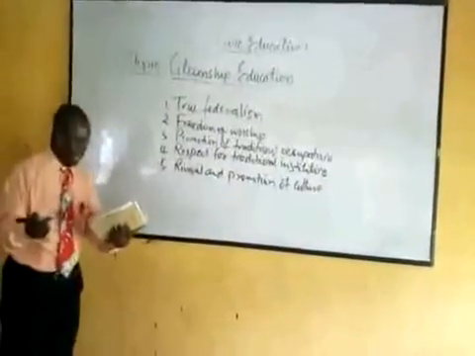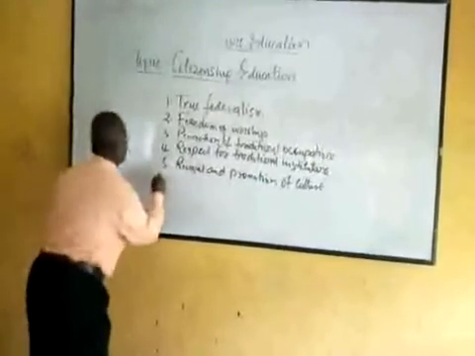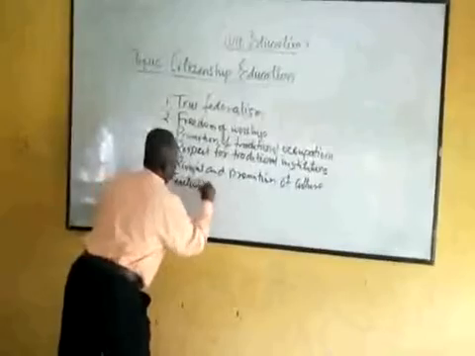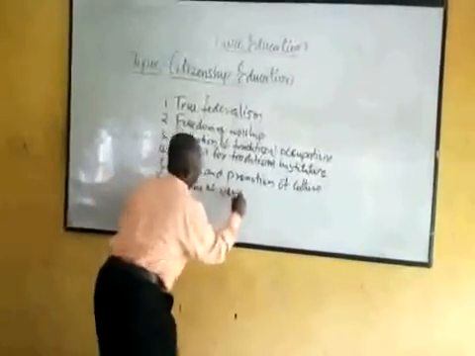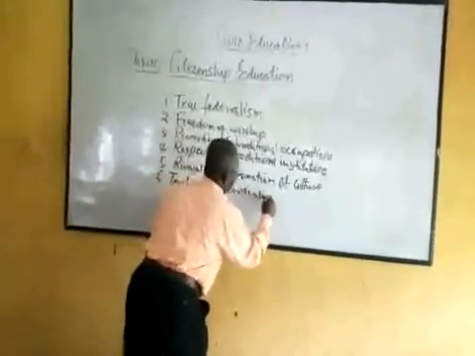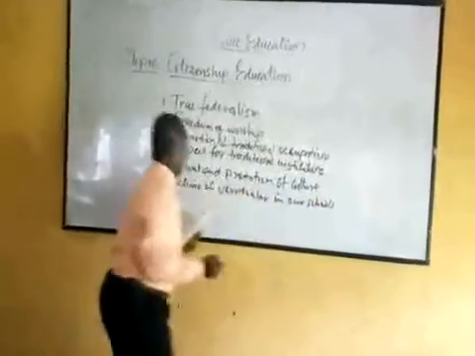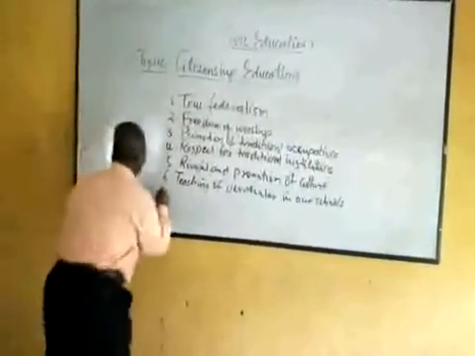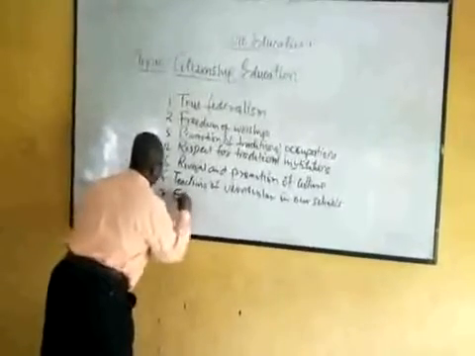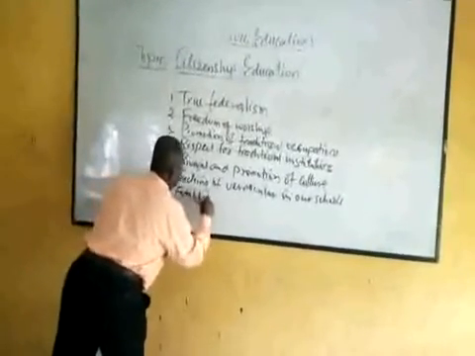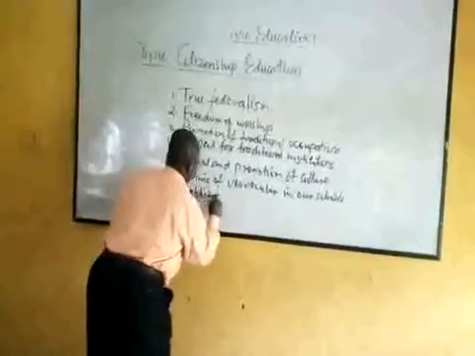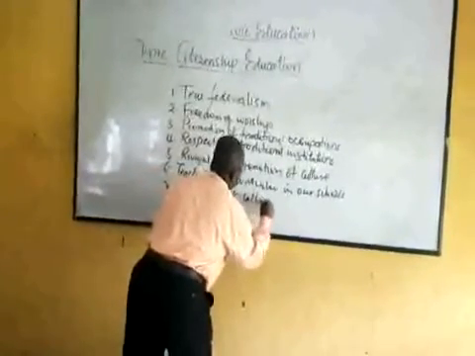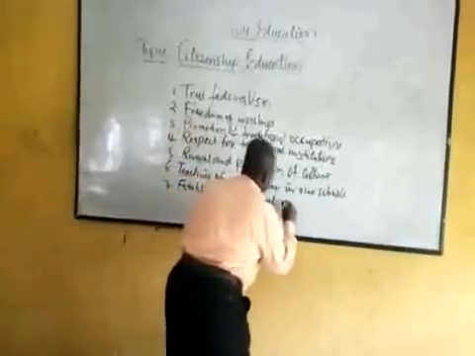Teaching of vernacular in our schools. That's number 6, teaching of vernacular. Establishment of cultural museums. Number 7, establishment of cultural museums.